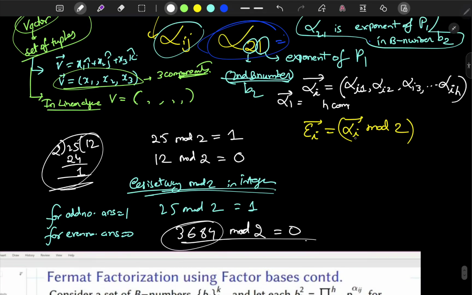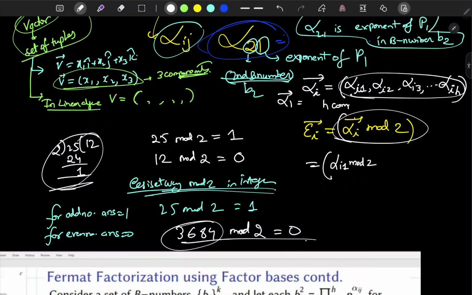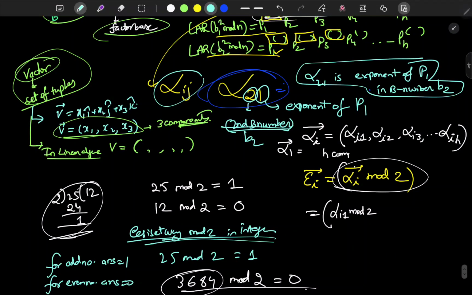Now what I mean by alpha i mod 2 is my notation: applying mod 2 to each component of the vector. Remember, the whole thing together is called a tuple or vector, and a vector is a tuple having h components, 1, 2, 3, 4 and so on. Each one is called a component. This is my terminology.